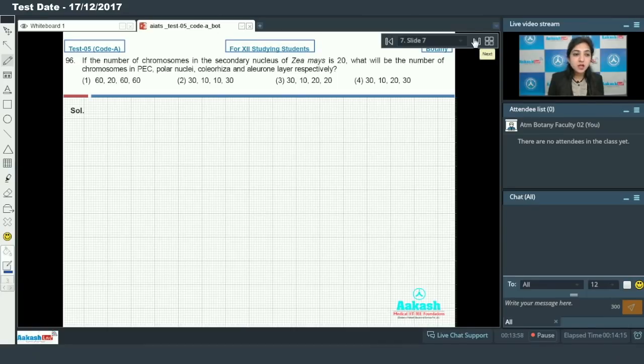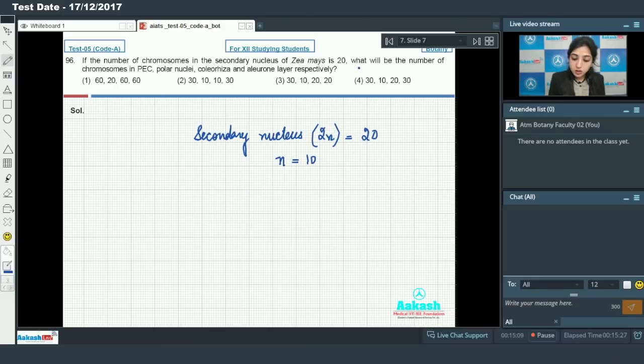Question number 96 says, if the number of chromosomes in the secondary nucleus of Zea mays is 20, the secondary nucleus is diploid, so the chromosome number given is 20. Diploid number is 20, so haploid number will be 10. So what will be the number of chromosomes in PEC? PEC stands for primary endosperm cell. It is triploid, so in triploid the number of chromosomes will be 30.